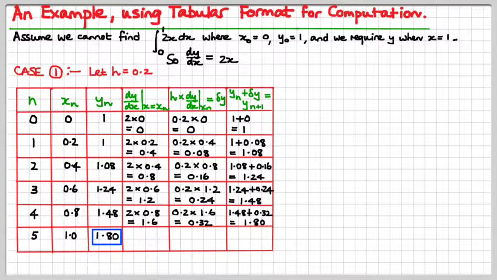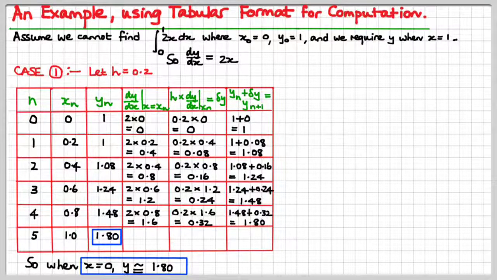Okay, now you know how to do it, alright? Now you know how to do it. So when x is 0, y is... wait a minute, that's wrong. Just a moment. Abracadabra. That should have read x is 1. Y is estimated to be 1.8. Okay, so now we've got it.